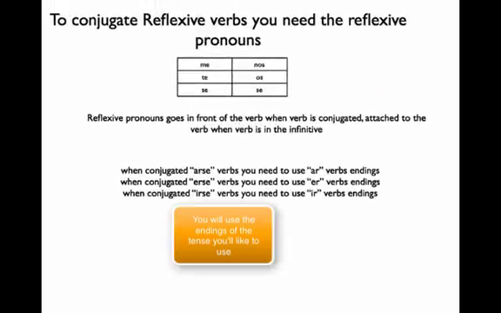To conjugate reflexive verbs, you need to know the reflexive pronouns. The reflexive pronouns are me, te, se, nos, os, se. And then you need to remember to use the correct endings for the verb that you're working with. So if it is an AR verb, use AR endings. ER verbs and IR verbs will need their own endings for whatever tense you want to conjugate the verb in.